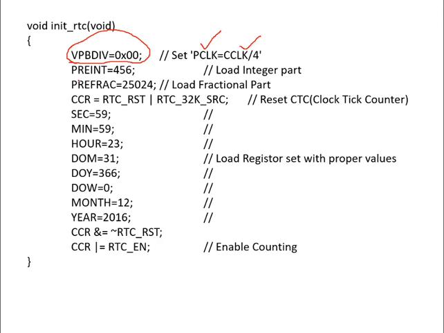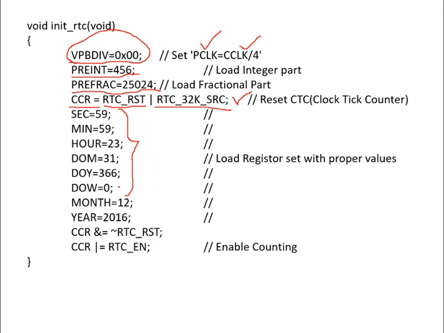Okay, and then after that, we have already done the calculations. Pre-scalar integer, pre-scalar factor, fractional value. We have loaded the integer part, fractional part. Then CCR, the RTC control register. Here what we have done, reset signal is given and source signal is given. Means we have set it as the internal frequency from the LPC2148, and we have reset the clock tick counter. Okay, and now initially I'm setting some values in the registers.